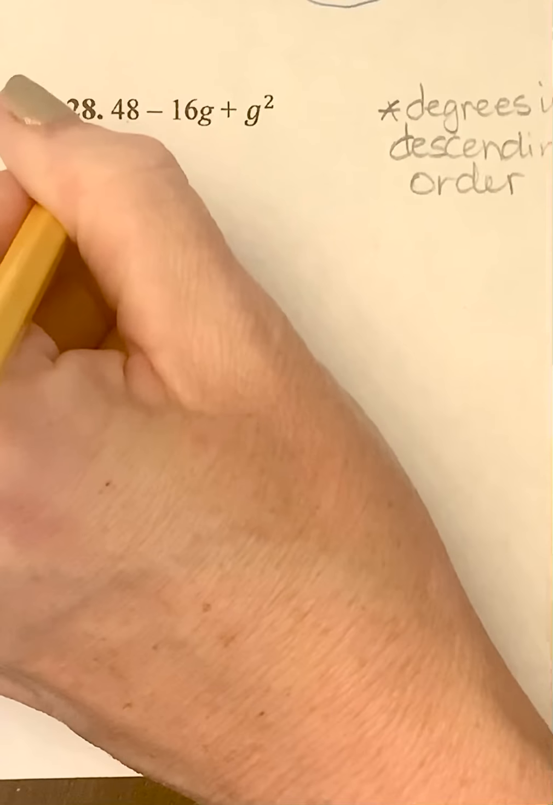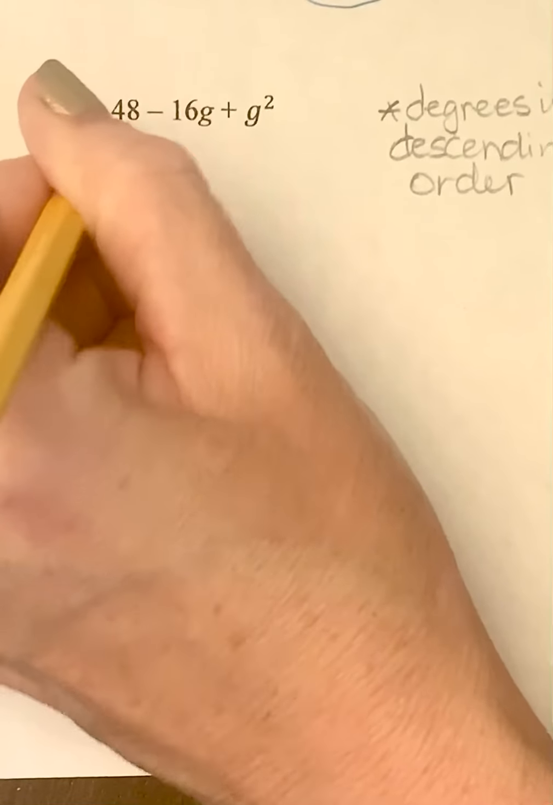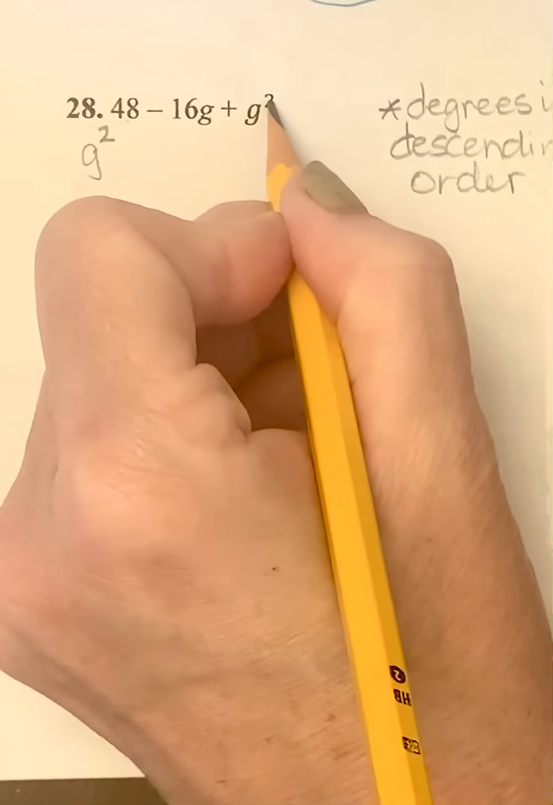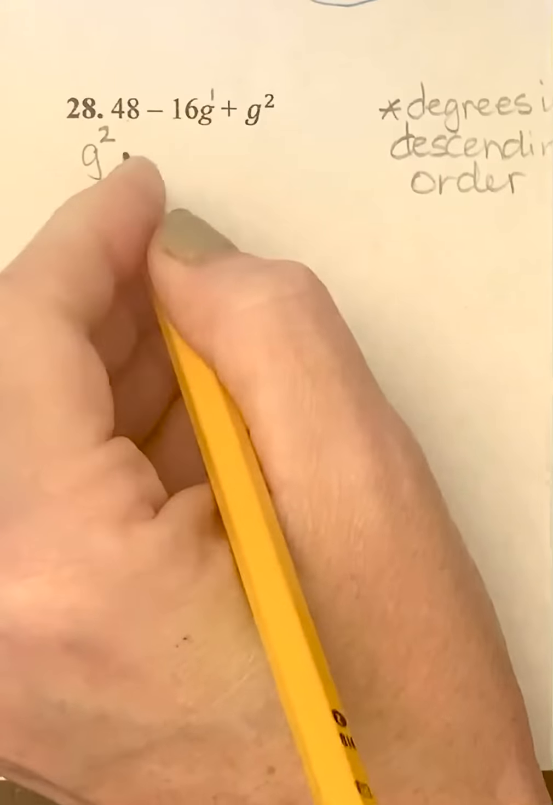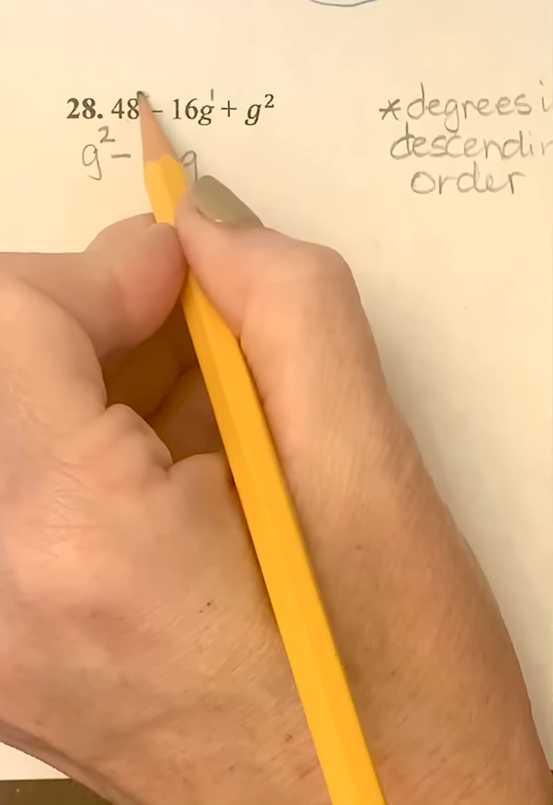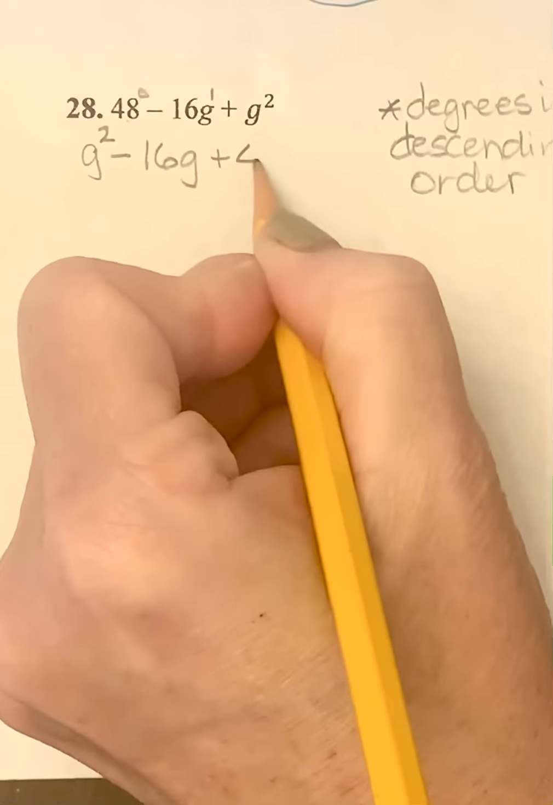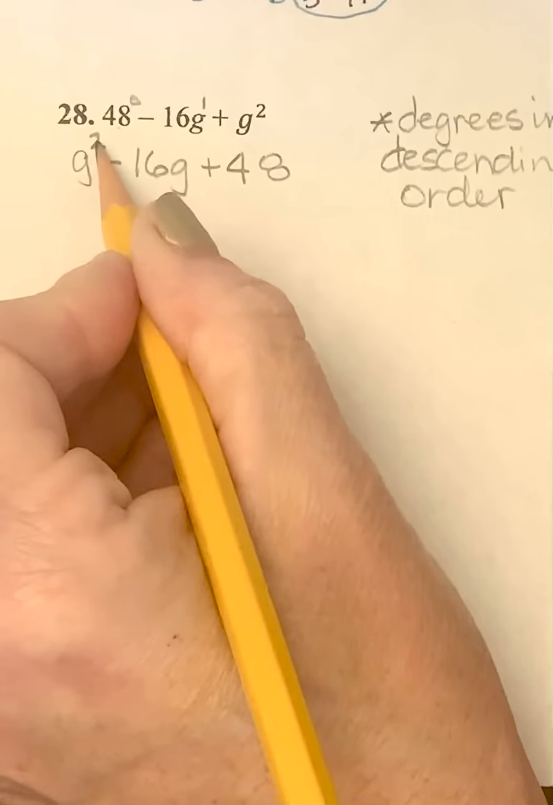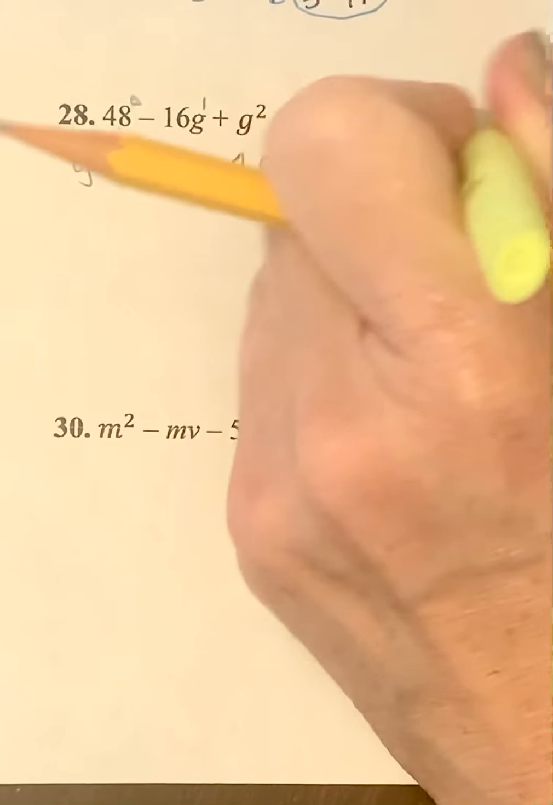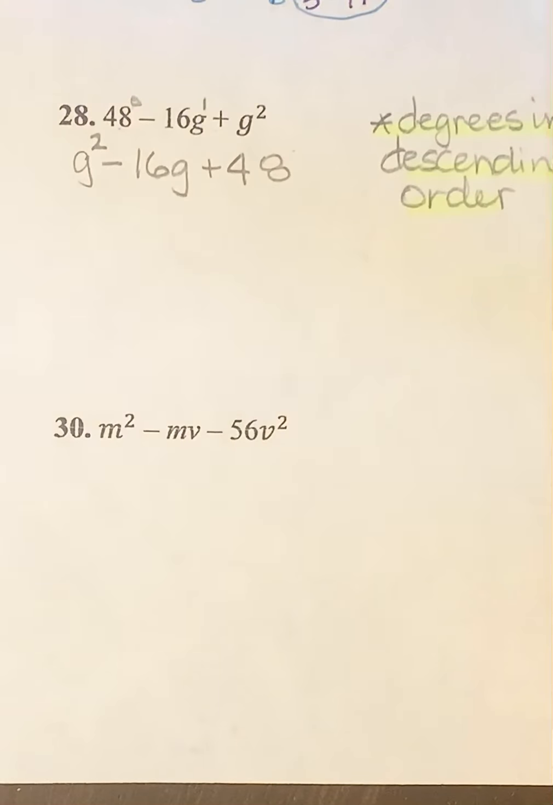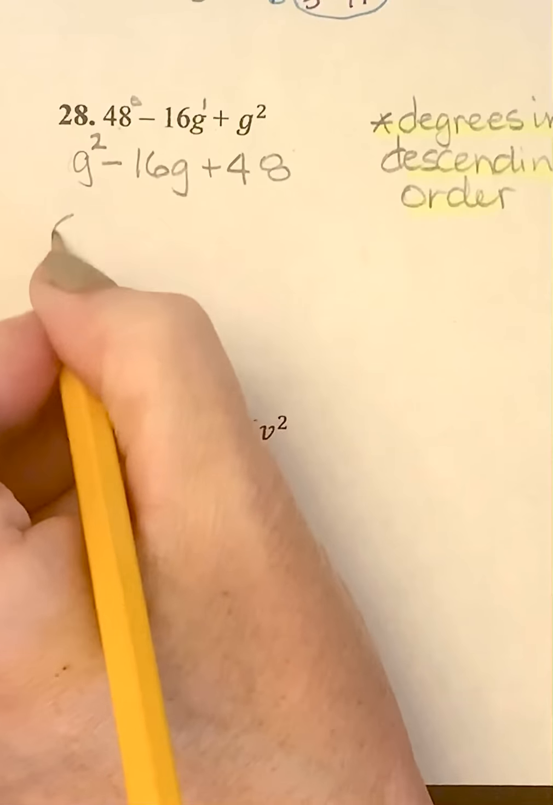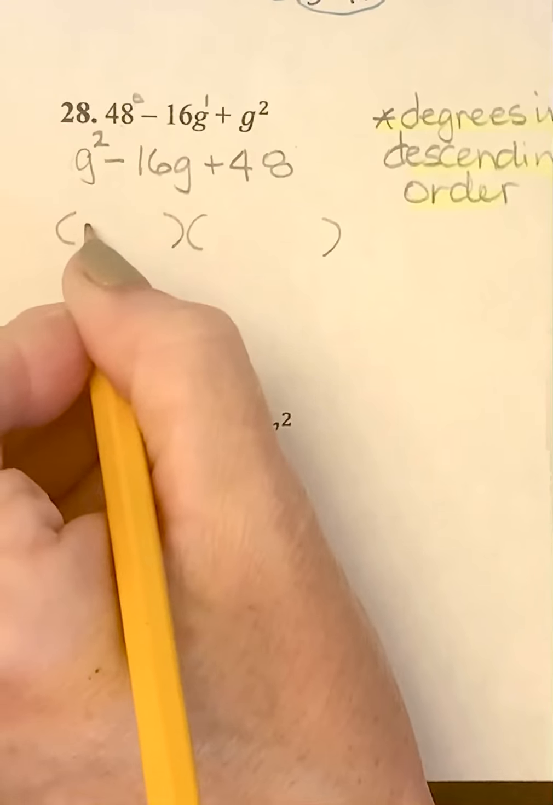Okay, so this will be g squared, because remember the degree is the number, the exponent of the variable. So this is the largest exponent. This one is the second largest exponent. And then this one has no exponent, so it's like 0. Okay, now it's in descending order according to the exponents, which is the degree. And the leading coefficient is now a 1, so we can factor using this method.